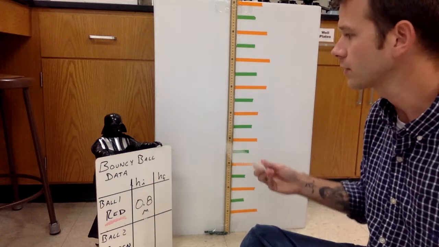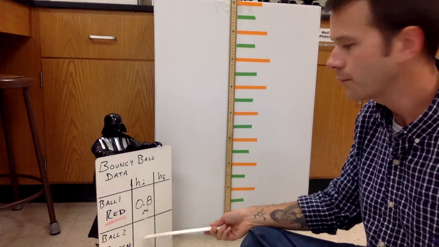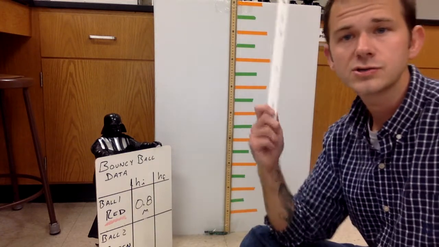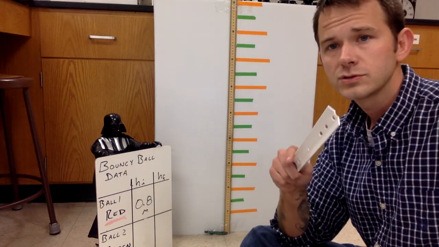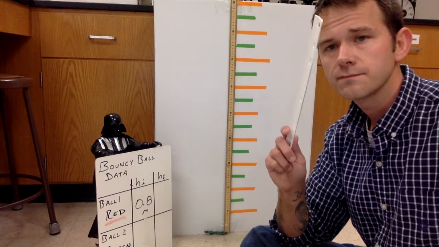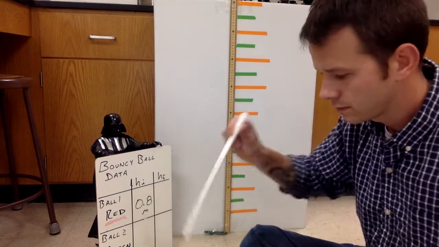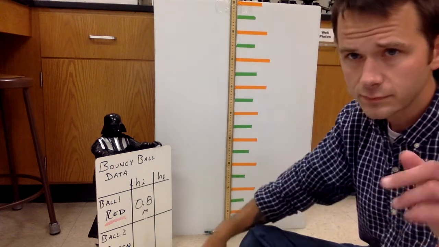I lost my black marker. We're going to use 0.8 again down here for our initial height. We'll talk about the data here in a second. Go ahead, jot down your information in your table, and we'll talk to you in a moment.